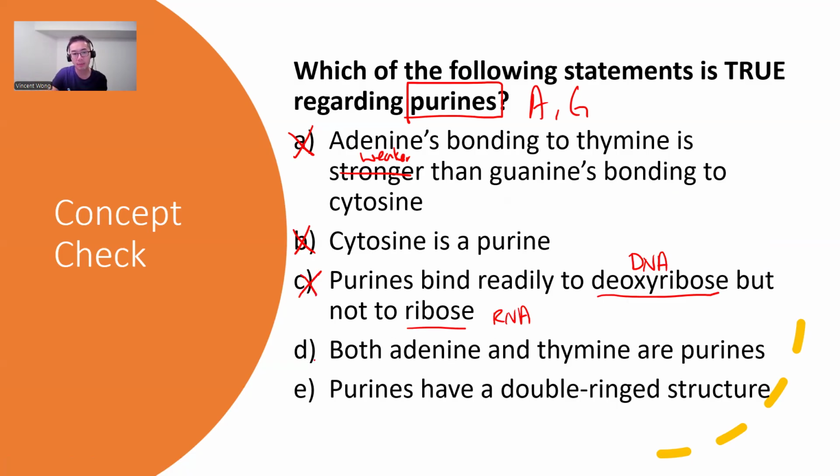Both adenine and thymine are purine? Nope. Thymine is not a purine. Purines have double-ringed structure. That's the correct one. 2 rings for purines, 1 ring for pyrimidine.